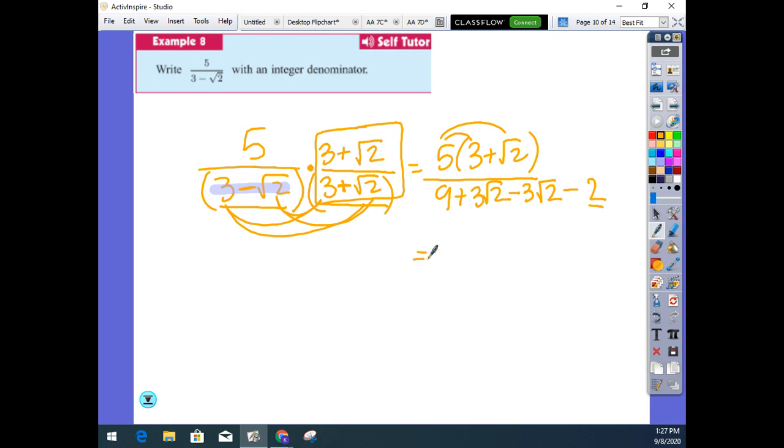So I'm going to distribute the top. Combine like terms on the bottom. 9 minus 2 is 7. And that's our final answer. So this whole chapter is just getting more familiar with how to deal with radicals and how to simplify radicals.